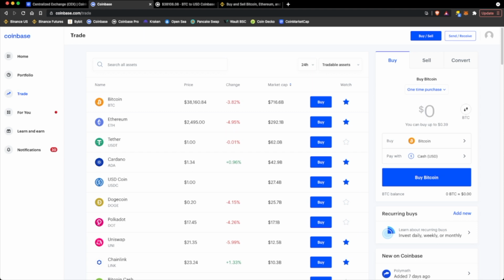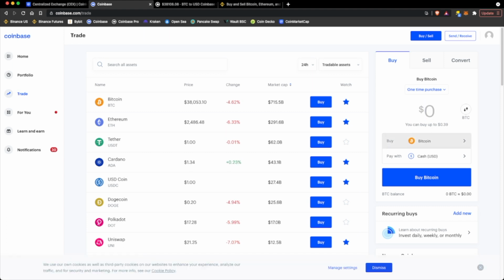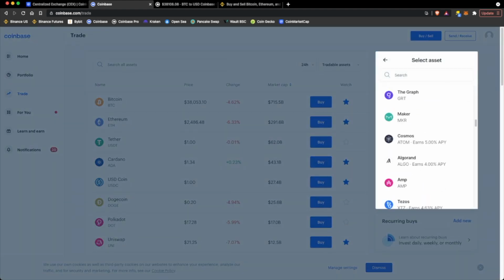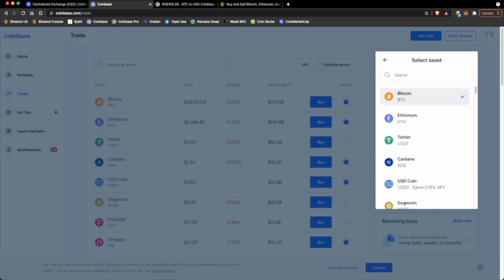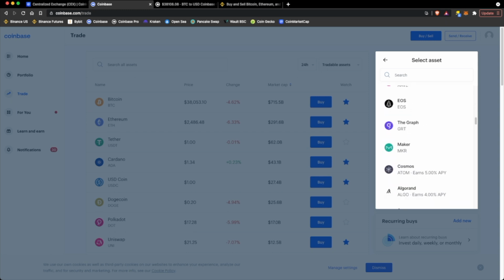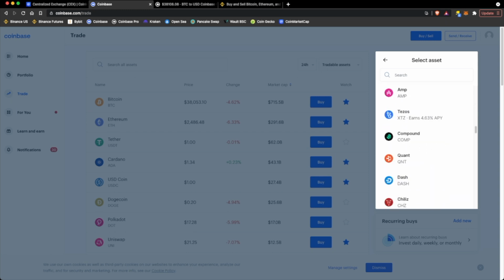Obviously, for new crypto users, it's incredibly simple. So we can see here by just clicking on the buy area, we can switch which coins we want to buy or sell, even convert to. So if you had some Bitcoin, you can convert it to Ethereum. Notice some of these coins do generate some interest, so it is a way that you can earn some passive income just by holding the coins.